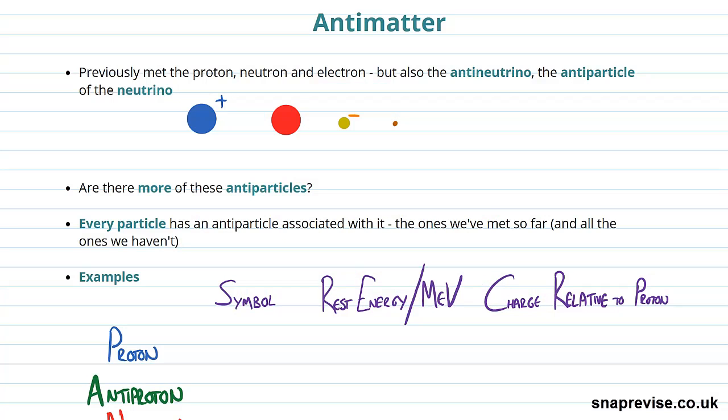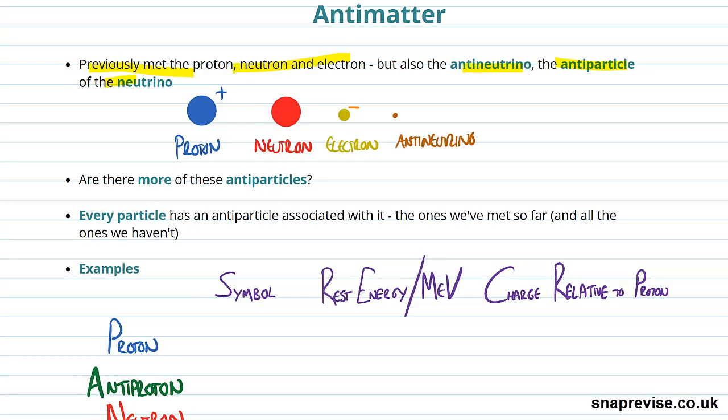So in this video we're going to look at antimatter. We've previously met the proton, neutron and electron, but we also met the antineutrino, and that's the antiparticle of the neutrino. So we've kind of already encountered antiparticles so far, but we didn't really know what a neutrino was, let alone what an antineutrino was, so that didn't do much good for us. We remember that the proton was positive, the neutron was neutral, electrons were negatively charged, and the antineutrino had no charge as well.